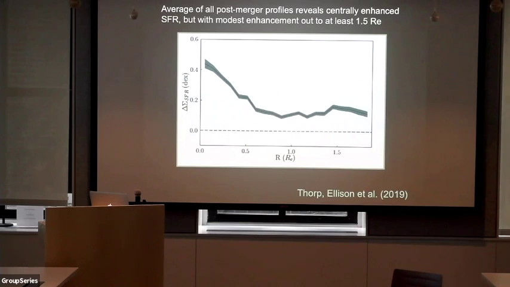So this is what the average profile for a redshift 0 post-merger looks like. It actually looks very similar to what we found for the general starburst sample, which is an enhancement all the way out to at least around 1.5 effective radii, but then this central boost in the center.